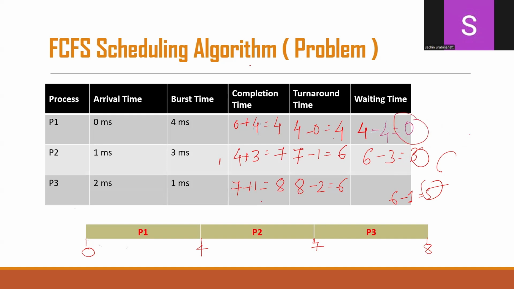How to calculate the average turnaround time and the average waiting time? It is quite simple. 4 plus 6 plus 6 divided by 3 is 5.33 microseconds. This is your average turnaround time. And the average waiting time is 0 plus 3 plus 5 divided by 3, which is 2.67 microseconds. So this is how you calculate the turnaround time and waiting time.